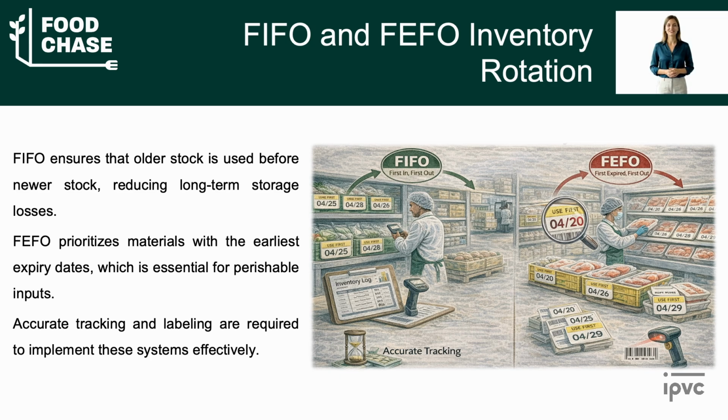FIFO and FEFO systems control stock rotation. FIFO ensures older materials are used first, while FEFO prioritizes items with the earliest expiry dates. FEFO is particularly important for perishable inputs and requires accurate tracking and labeling to be effective.